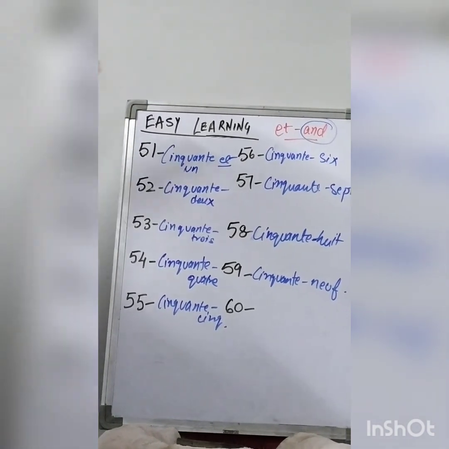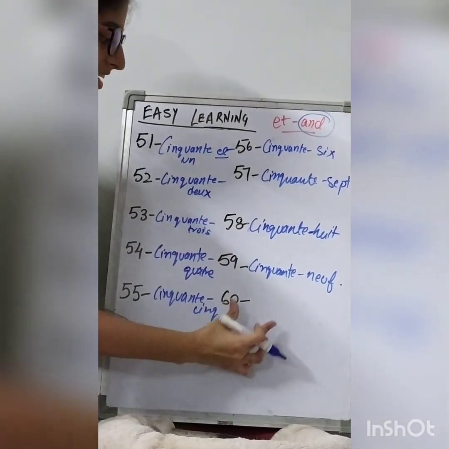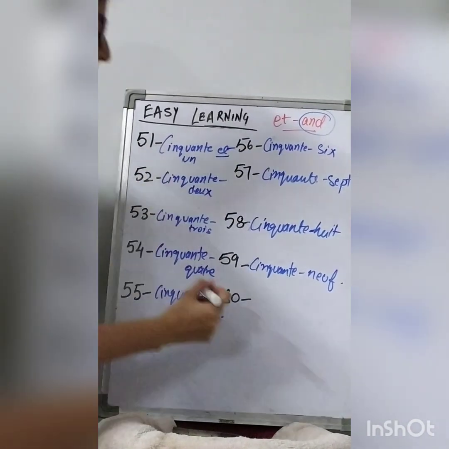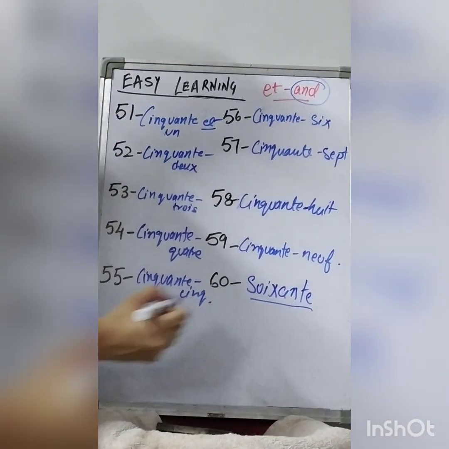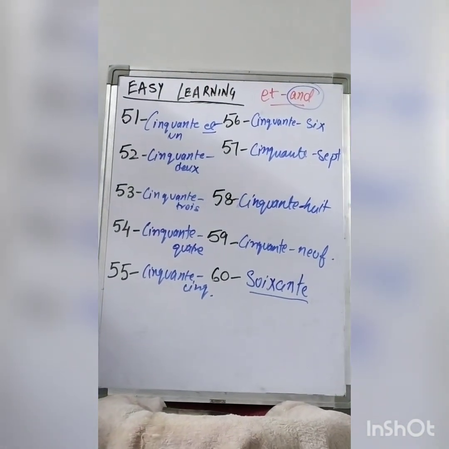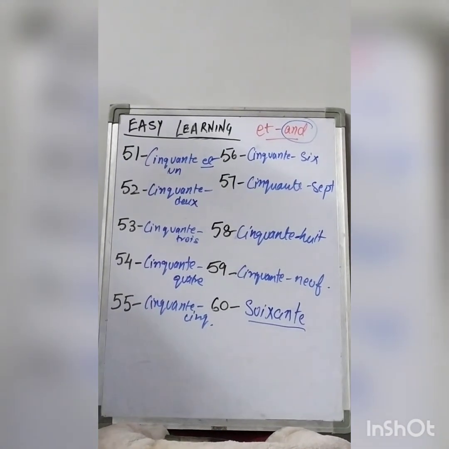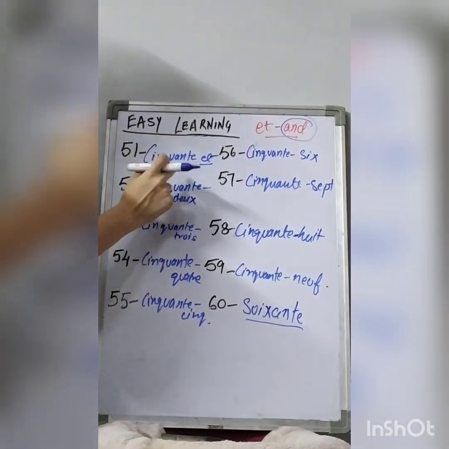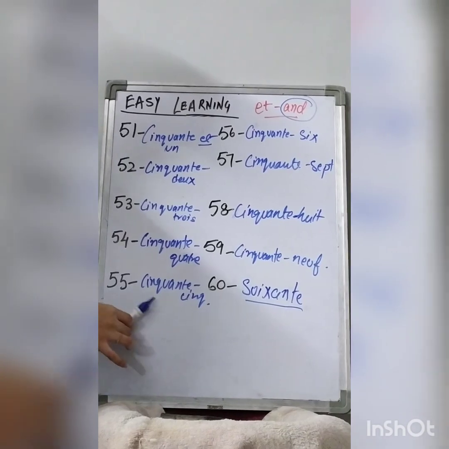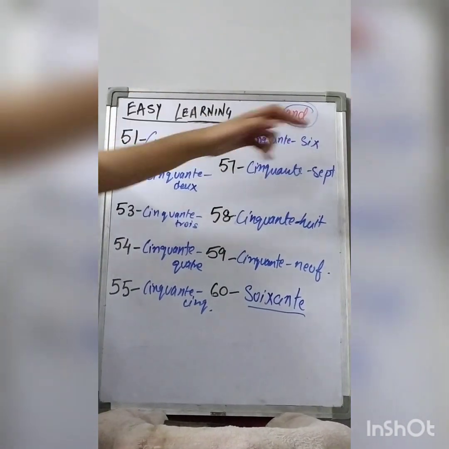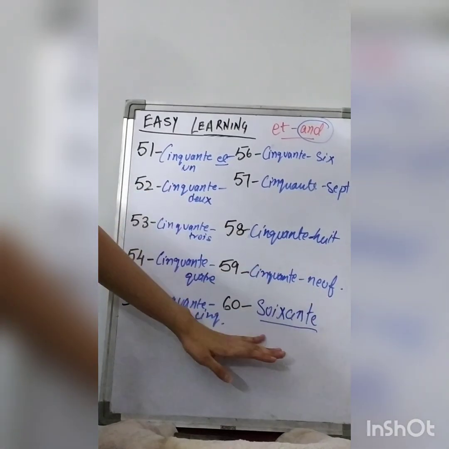Then we have 60, the last number of this set. It is of course again different from cinquante. It is S O I X A N T E, soixante. 60 is soixante. So let's revise once. Cinquante et un, cinquante deux, cinquante trois, cinquante quatre, cinquante cinq, cinquante six, cinquante sept, cinquante huit, cinquante neuf, and finally, soixante.